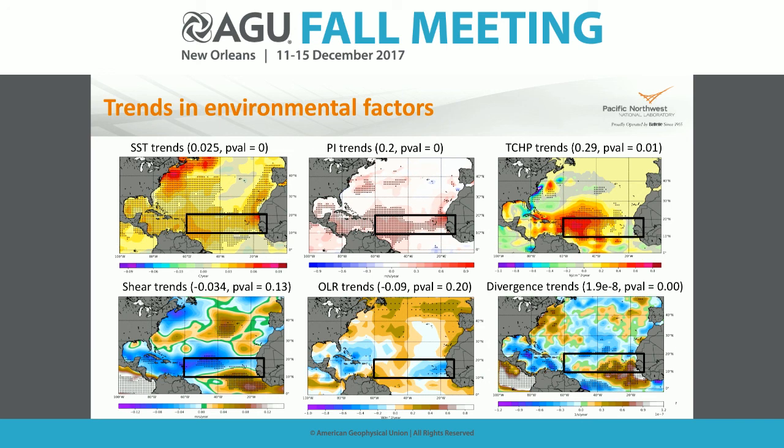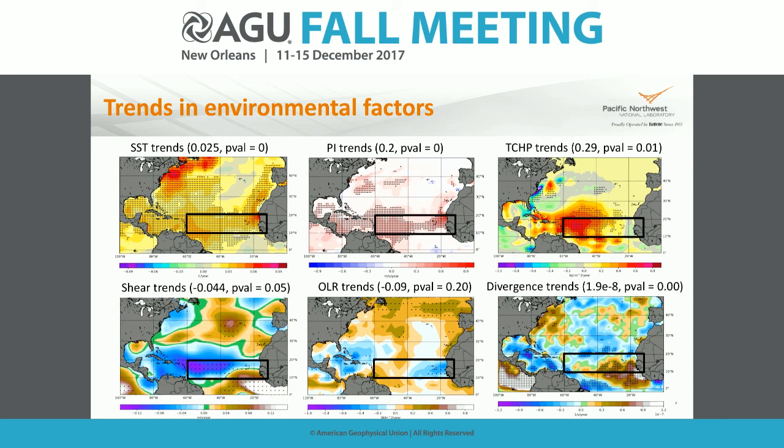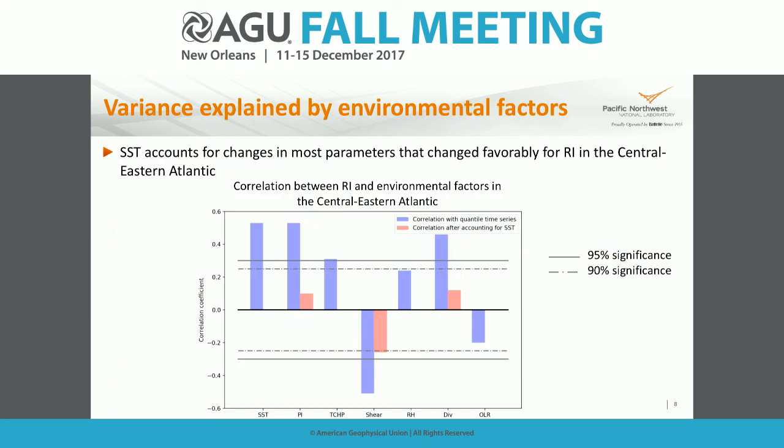Wind shear in particular is quite interesting because when we look at two particular reanalysis data sets, they are consistent, but the magnitude is somewhat different. So if we look at the NCEP reanalysis 2, the change in the wind shear is more significant than in the ERA-Interim. But in any case, all of these factors suggest that they are favoring the environment for rapid intensification over the central eastern Atlantic Ocean.